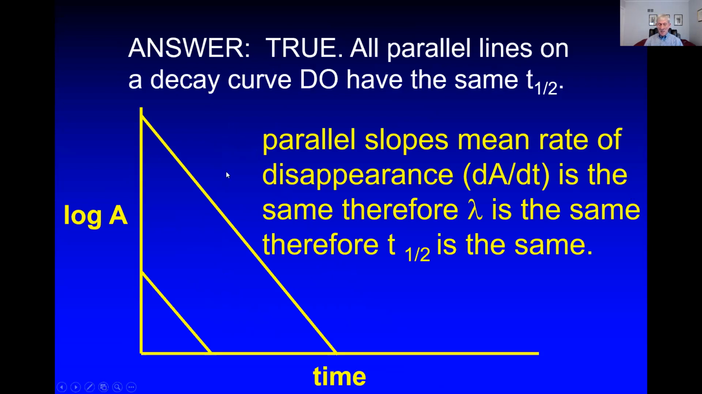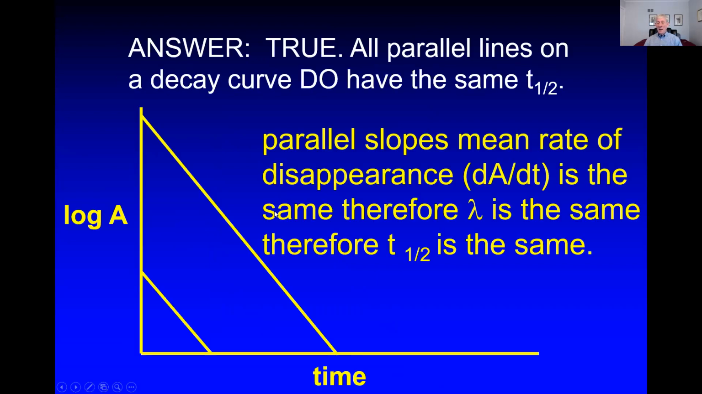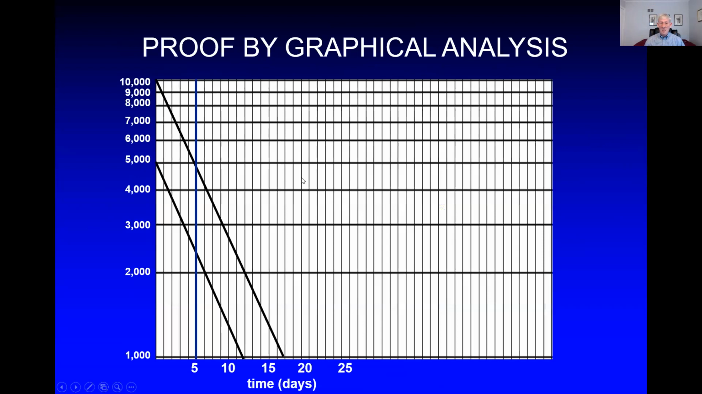Here it is, dA/dt. Slope of the line is the same. They have the same slope. They have the same lambda. And therefore, they have to have exactly the same half-life. And the reason I asked you this question is that when we get back into studying about generators, and in particular into transient equilibrium, we're going to see that there are parallel lines for the parent and daughter, implying that the half-lives are the same. So, very important to note that parallel lines mean they do have the same half-life.